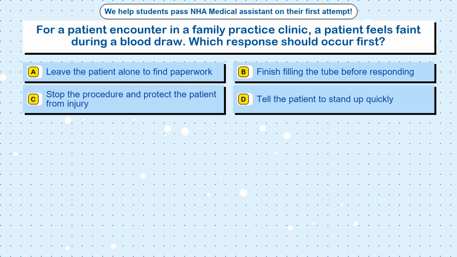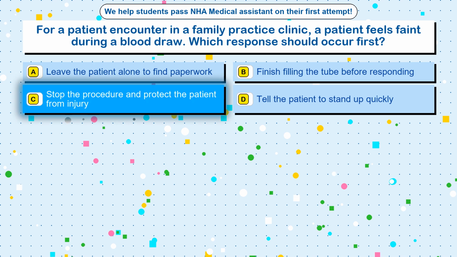Which response should occur first? Option A, leave the patient alone to find paperwork. Option B, finish filling the tube before responding. Option C, stop the procedure and protect the patient from injury. Option D, tell the patient to stand up quickly.